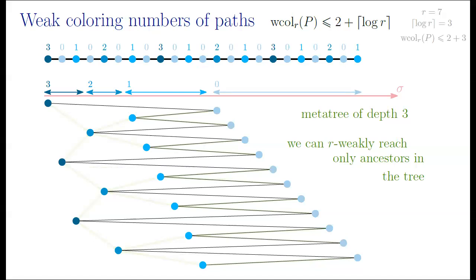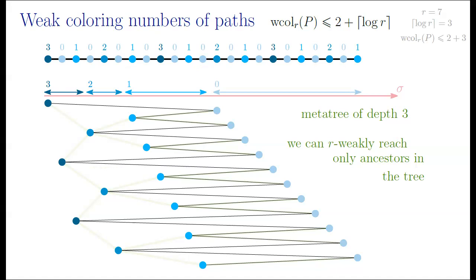So we can reach 1 in each level, but maybe 2 roots. Okay, so it's 2 plus 3, yes? 1 plus 3 is 1 plus ceiling of log r, which is the depth of this tree, and then plus 1 for this additional root that we can reach. Okay, so let's verify this claim.